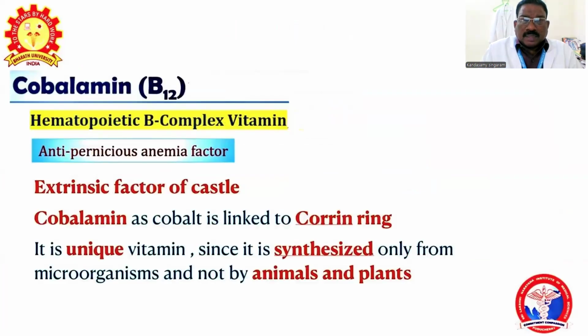Let us see what the alternative names for vitamin B12 are. It is the hematopoietic B complex vitamin, anti-pernicious anemia factor, extrinsic factor of Castle. Here, in vitamin B12, cobalt is linked to a corrin ring. This is the only unique vitamin because it is synthesized only by microorganisms, not by animals and plants.